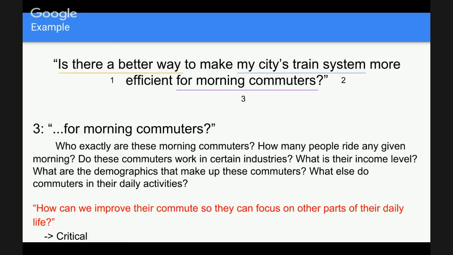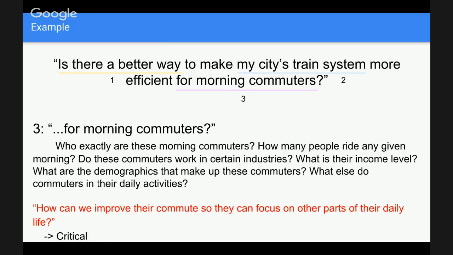Number 3, for morning commuters. All right, this is your classic who-is-your-customer question. If you've gone to an office hour or a one-on-one, Michael and I have always asked you, who is your customer? This is your classic critical question. Who exactly are these morning commuters? How many people ride on any given morning? Do they work in certain industries? Basically, who are these people, and what else do these commuters do in their daily activities?